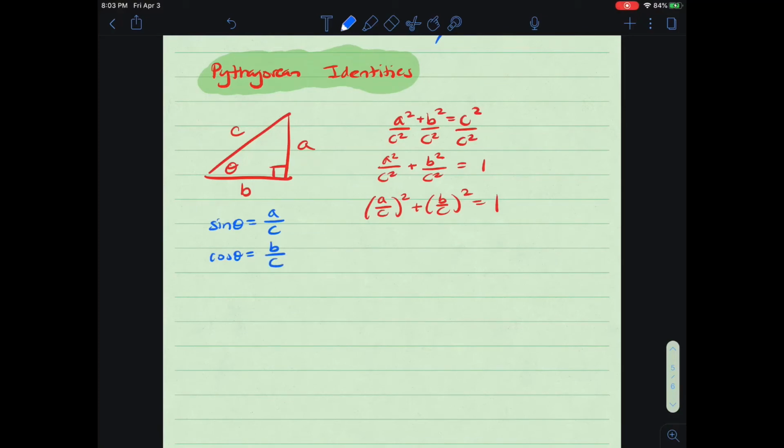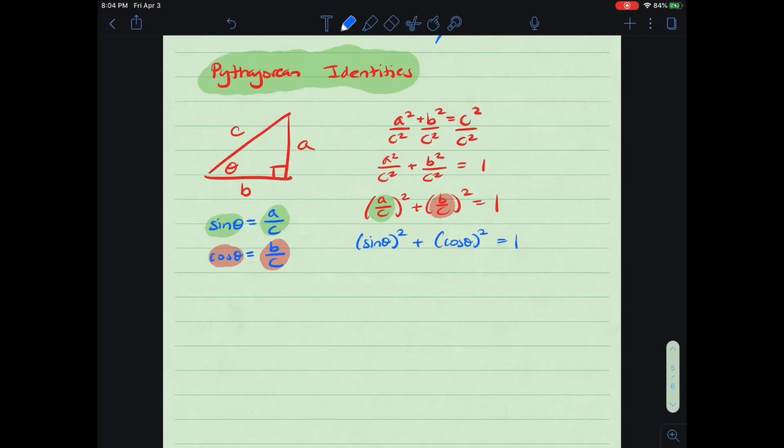So what I can do is take sine theta, which equals a over c, and I notice there's an a over c here. If I make that substitution, I end up with sine theta squared plus, doing something very similar here, I know that cosine of theta is b over c, and I see a b over c here. So I can make that substitution, and I'll get cosine of theta squared equals 1.